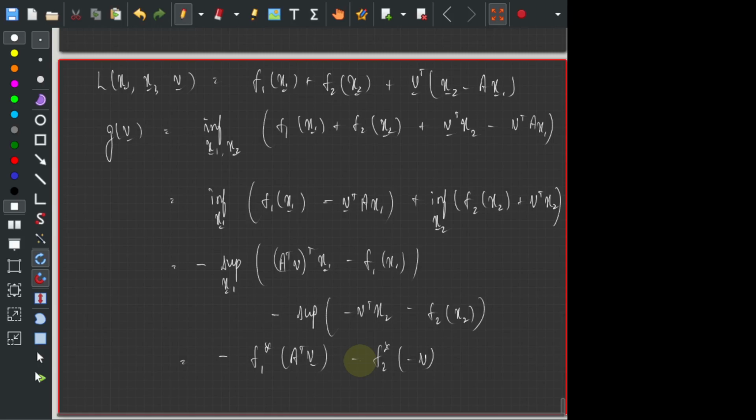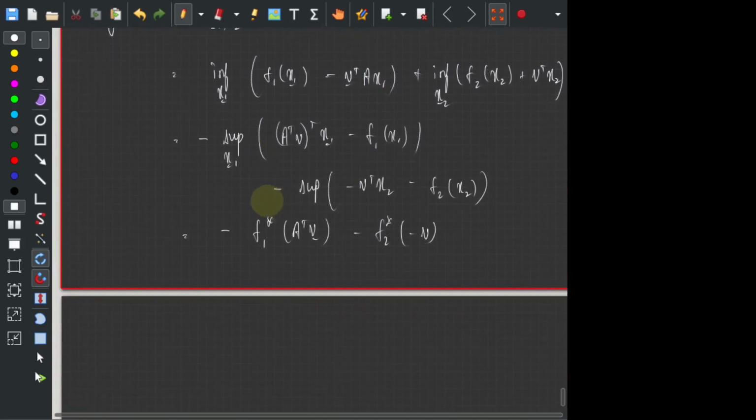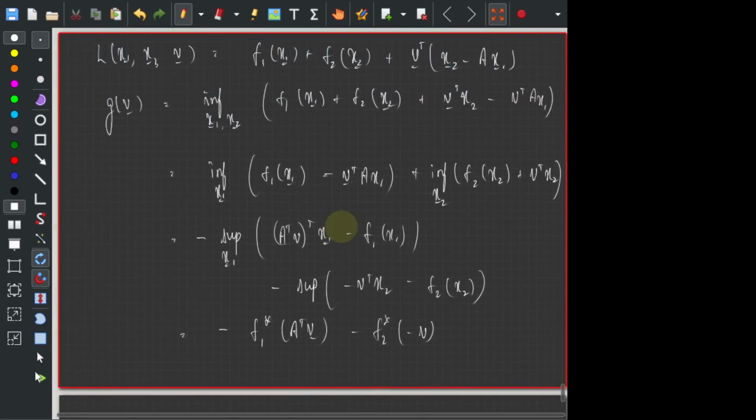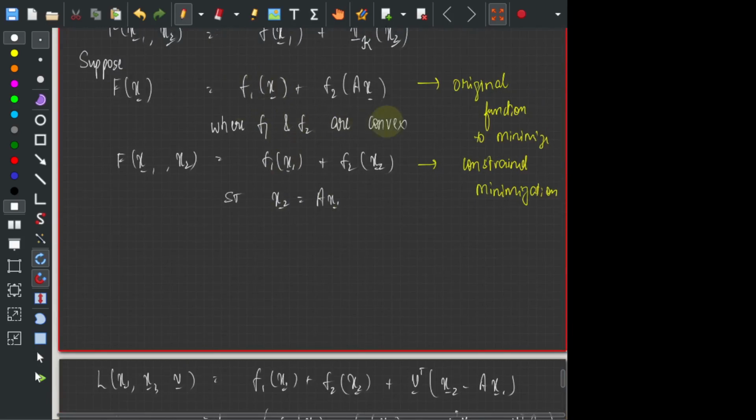Right. So if f1 and f2 are convex, what do we know about f1 star and f2 star? They're always guaranteed to be convex, right? The conjugate of a function is always convex. So strong duality basically amounts to asking whether the maximum over all possible v of this is equal to the minimum of f1 plus f2 of ax.